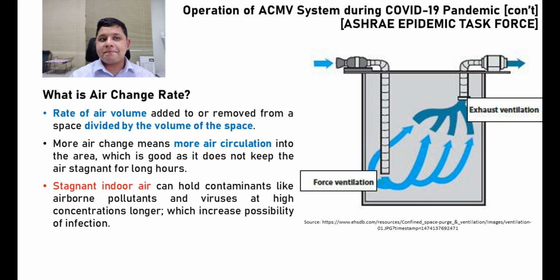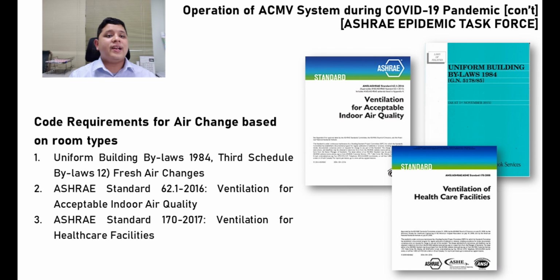Air change rate is the amount of air added to or removed from a space over a period of time. Higher air change means more air is circulated in the space, as it is important to avoid stagnant air for long hours. Stagnant air can hold contaminants like airborne pollutants and viruses such as COVID-19 at high concentrations longer, which will increase the possibility of infection to the occupants. Air change relates closely to room pressurization.